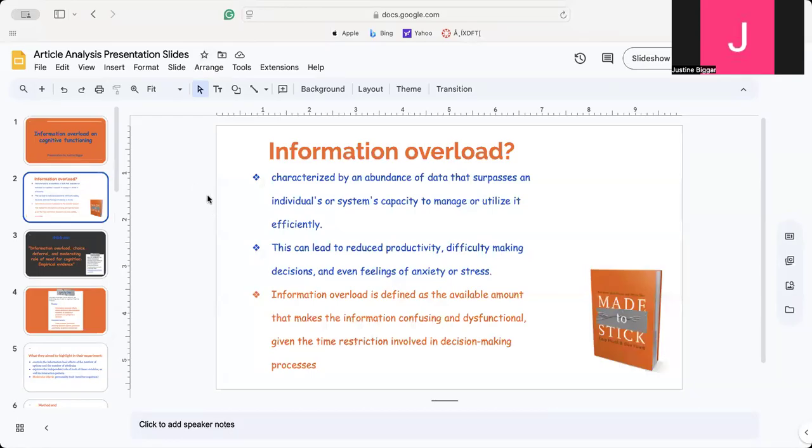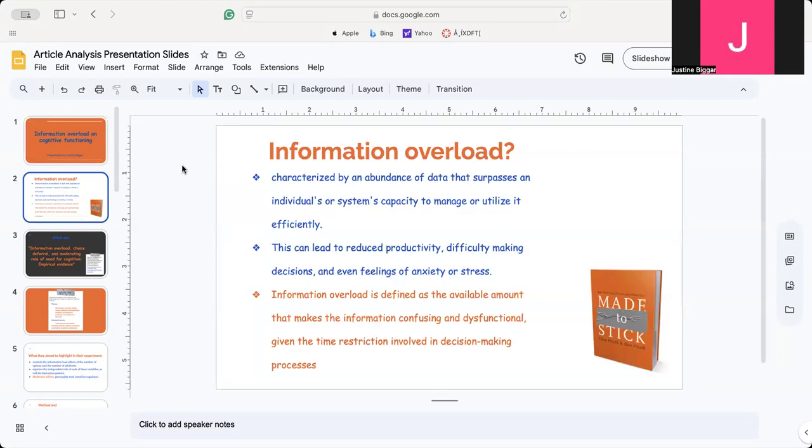A simple internet search characterizes it as an abundance of data that surpasses an individual's or system's capacity to manage or utilize it efficiently. This can lead to reduced productivity, difficulty making decisions, or even feeling anxiety or stress.